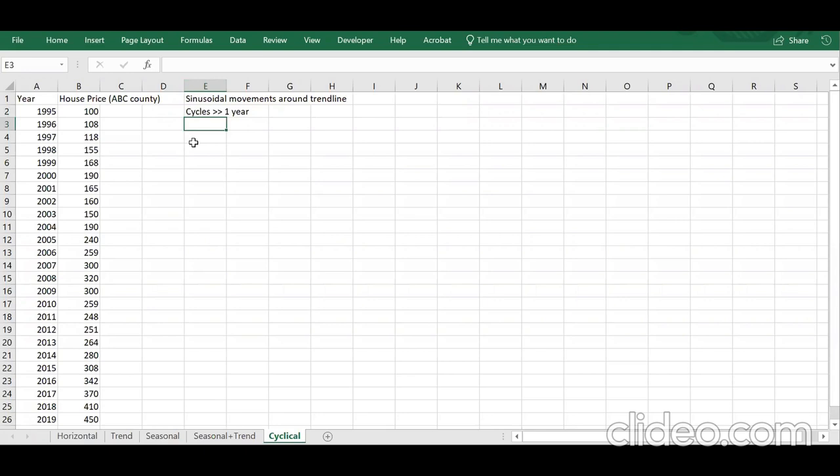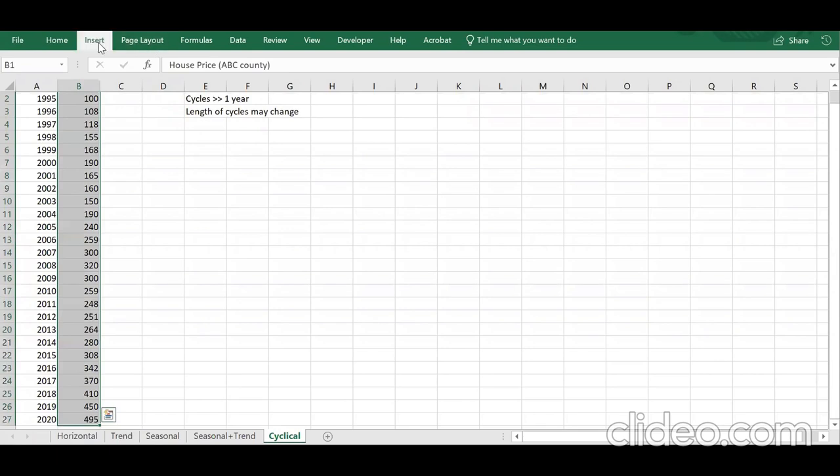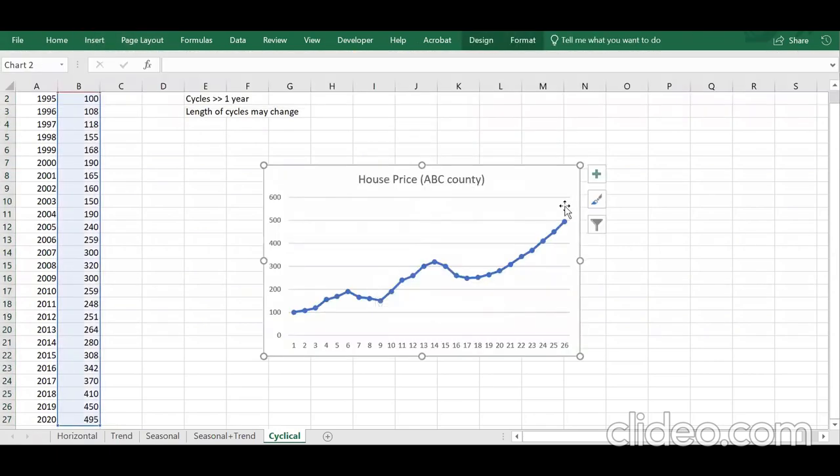The second difference is that usually the lengths of cycles change. Lengths of cycles may change. So this is another difference with the seasonal pattern. Now, a cyclical pattern: house price is something that most people believe has cycles. Here we have an imaginary example for ABC County. If I just draw this time series using the line chart, we'll see that there are some sinusoidal movements, as you can see here.